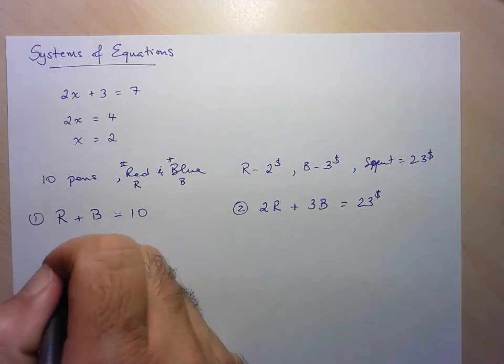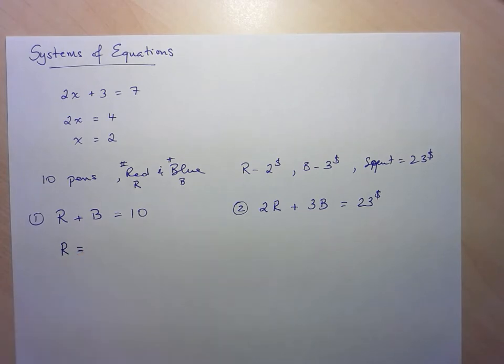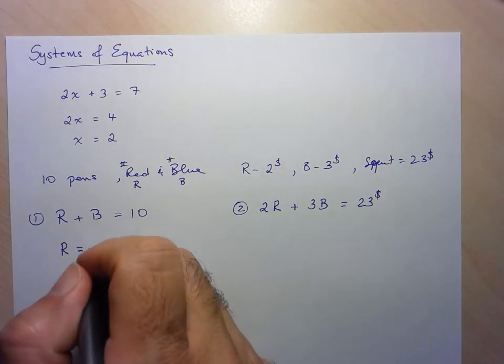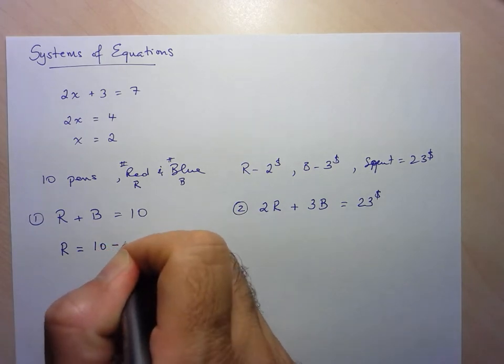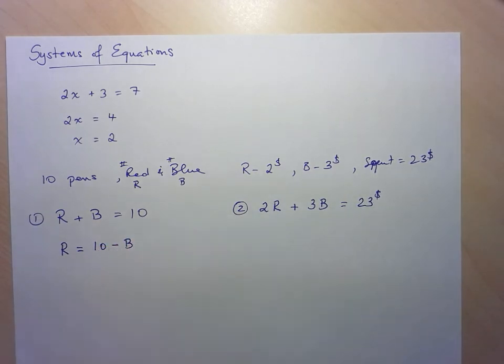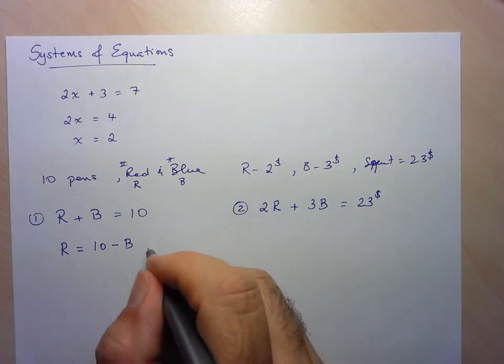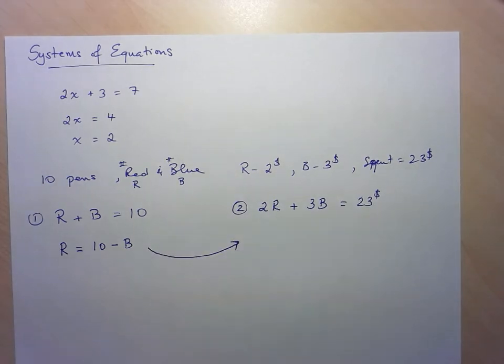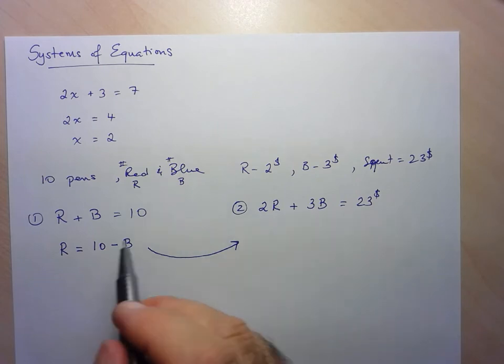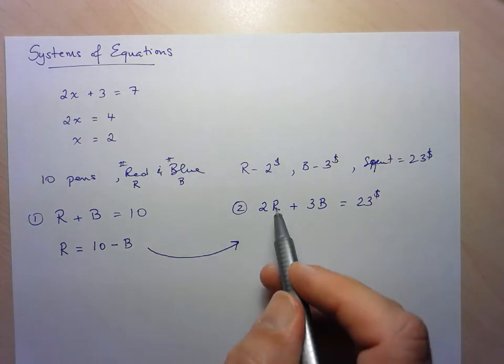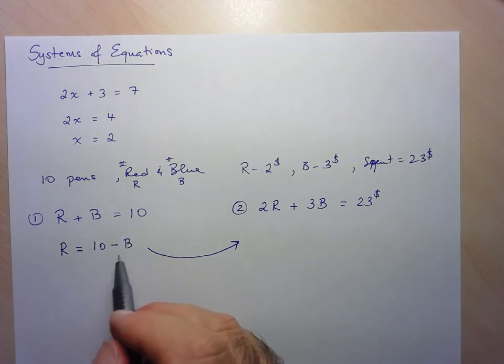So what I can say is, how can I represent the number of red pens in relation to the number of blue pens? And of course, you use your regular old opposite operations here. So I subtract b from both sides, and the number of red pens can be represented as 10 minus the number of blue pens. So this unknown r is equivalent to the expression 10 minus b. Now we can use this in our second equation. This variable r is the same as this one here, so this unknown r is also equivalent to 10 minus b.